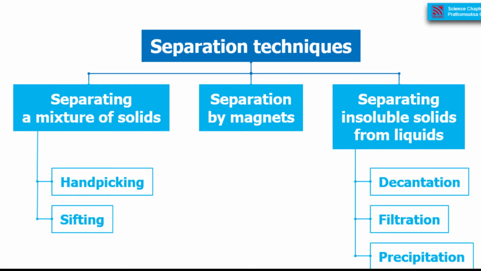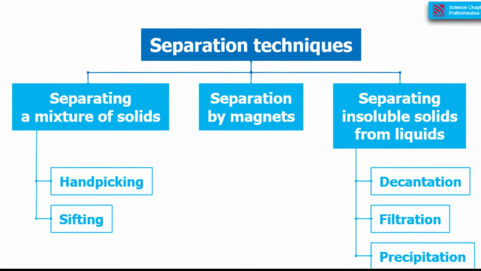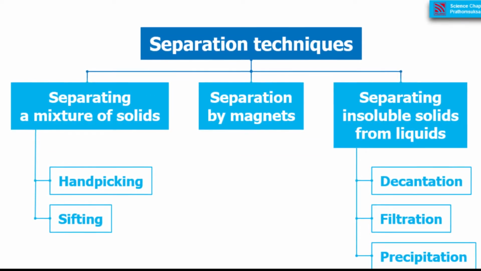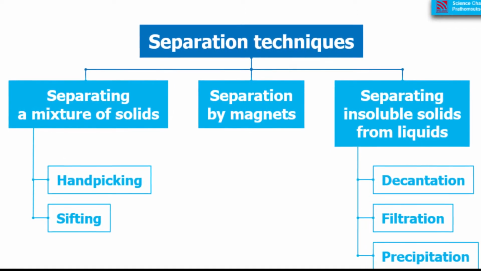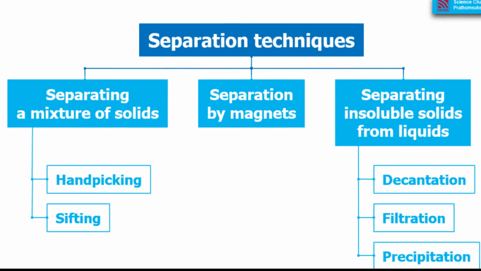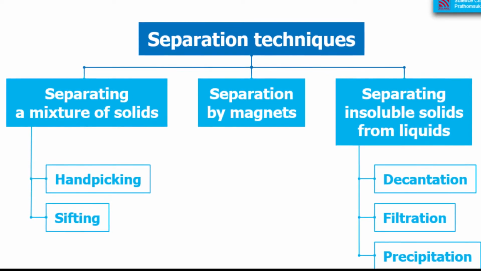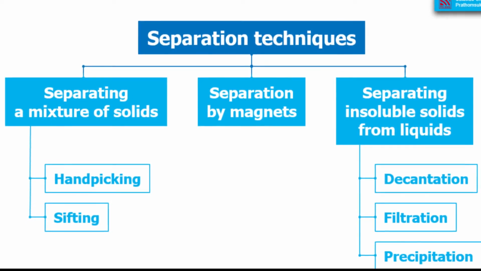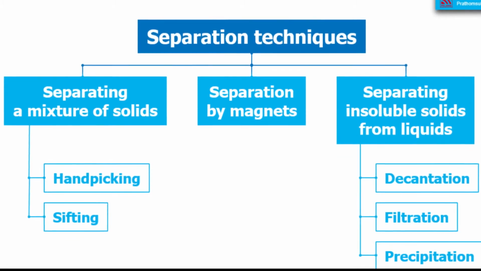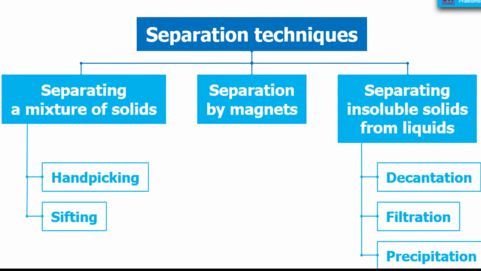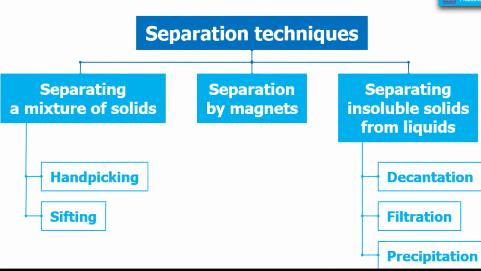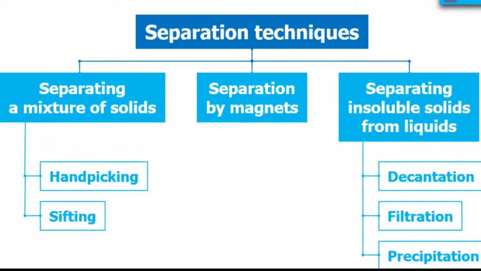That's our 3 types of separation techniques. Separating a mixture of solid: hand picking and sifting. Separation by magnets, for the magnetic objects from the non-magnetic objects. And separating insoluble solid from liquid: decantation, filtration, and precipitation.